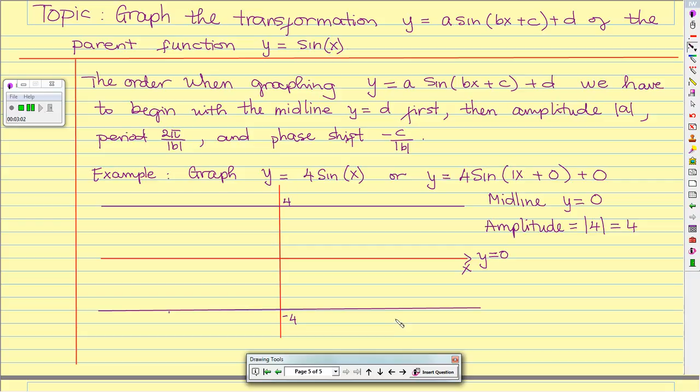Next step, we are going to find the period.